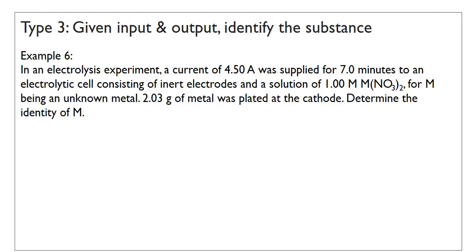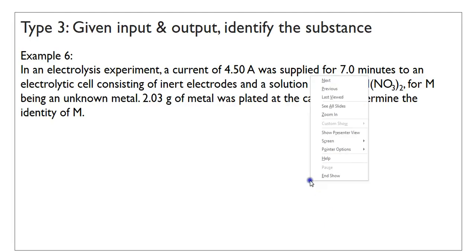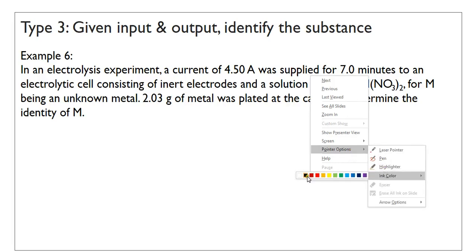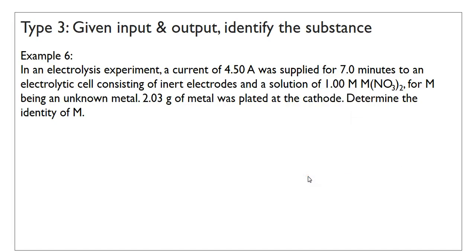This is the third type of question, and I just have two examples to show you here, but there are so many more examples that I can include. It's just, this is getting a little bit long. So the third type of question is when you're given the input and output, and the question is not to find the mass of the product or the amount of time that it would take to get a certain amount of product, but to use information regarding input and output to identify the substance.